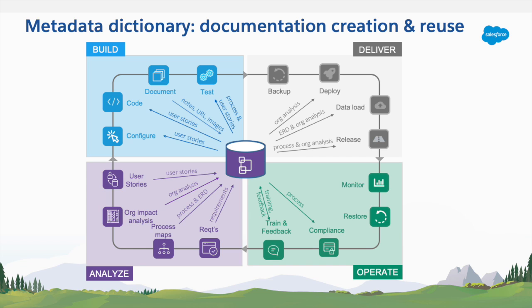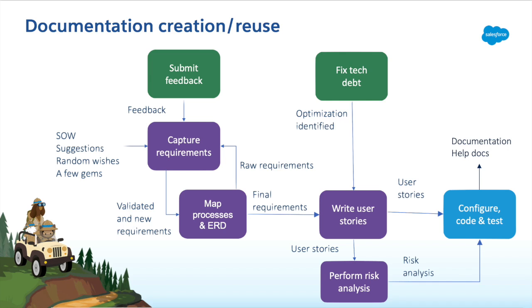So if we think about that as a very high-level process diagram, at the top you can see the green boxes, submit feedback, fix technical debt, where we're getting feedback or optimization ideas. On the left hand side we've got requirements coming in, which could be, I know, a statement of work, suggestions, a few random wishes. Someone says, I think we need Einstein.